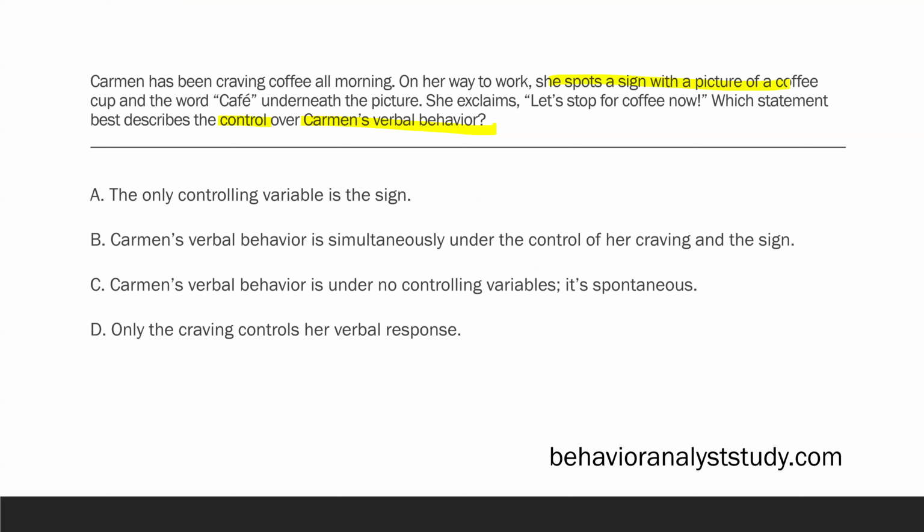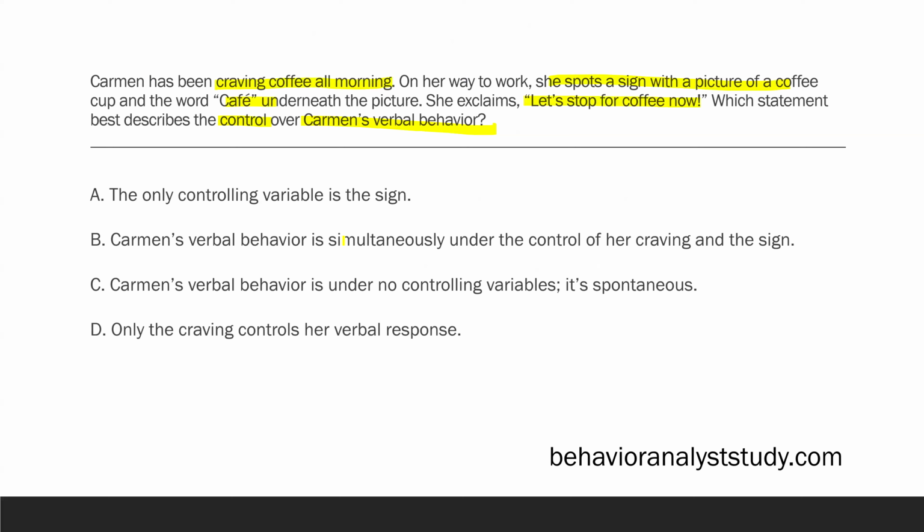She spots a sign with a picture of coffee. So we'll start there. She's been craving coffee, so there's motivation to get coffee. We already know that. She also spots a sign with a picture of a coffee cup and the word cafe. Once she sees that, she says, "Let's stop for coffee now." What has evoked Carmen's verbal behavior? Well, two things: the craving for the coffee and then seeing the sign with a picture of a coffee cup. So what has control over Carmen's verbal behavior?